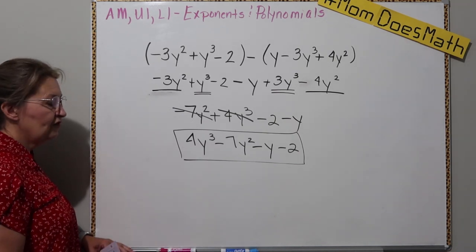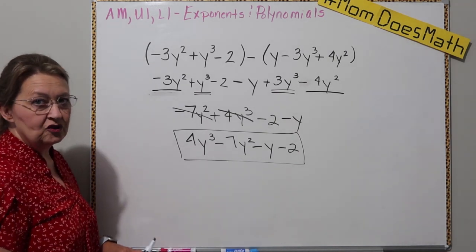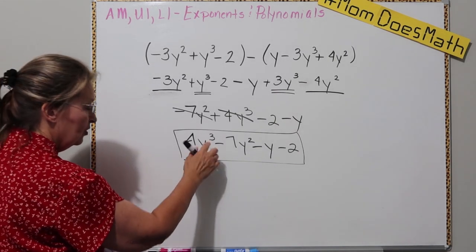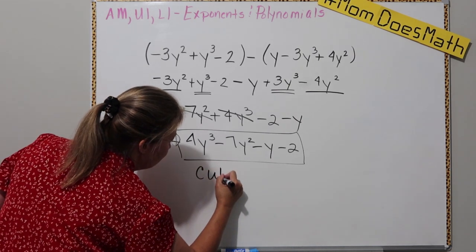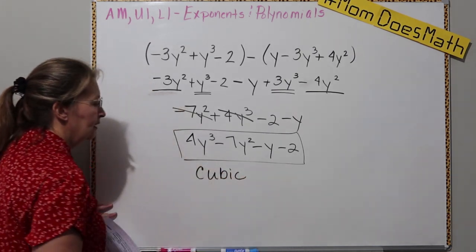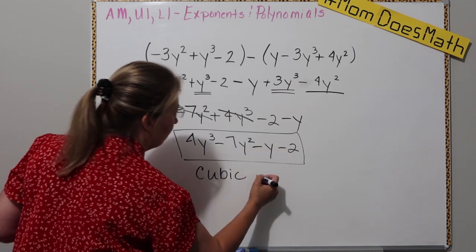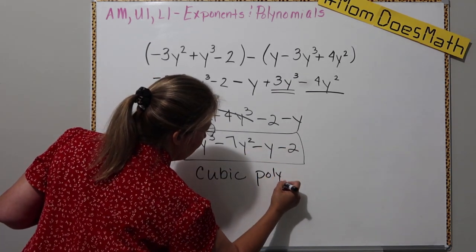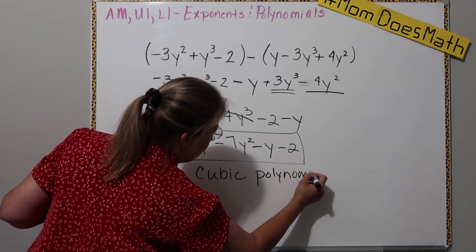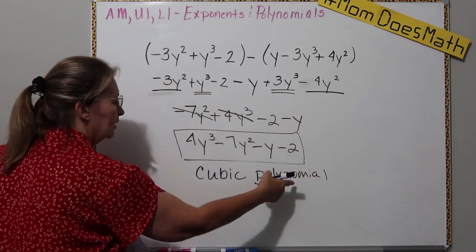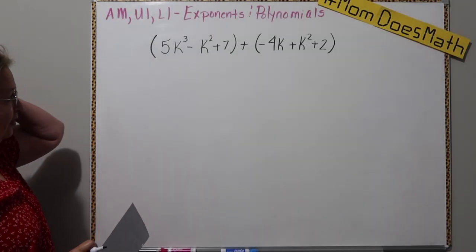Alright, now let's classify it. According to exponents, what's your highest exponent? Of 3, which means this is a cubic. Now, how many terms do you have? 1, 2, 3, 4. So it doesn't really have a special name. It's a cubic polynomial. Okay, let's look at example number 12.